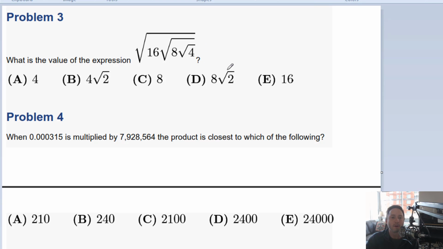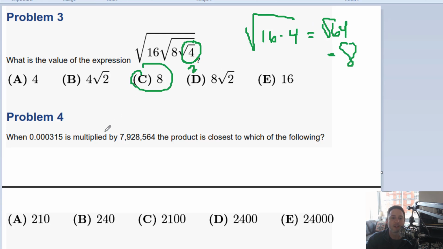Okay. What is the value of this expression? It's a triple radical. Whenever you have these expressions, you start in the middle, or start on the inside. Square root of 4 equals 2. 2 times 8 equals 16. The square root of 16 equals 4. So now you have the square root of 16 times 4, which is the square root of 64, which of course is 8. A 1-second question.